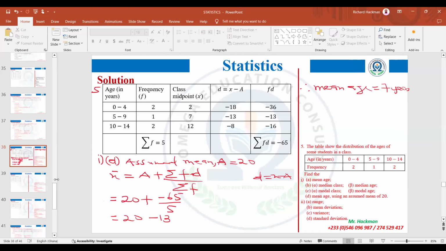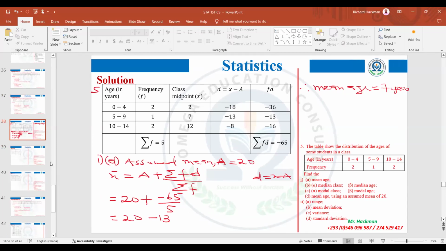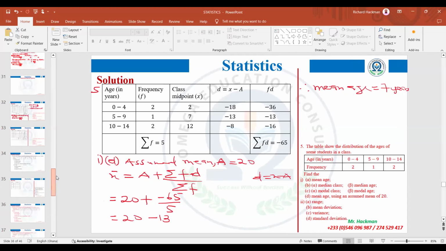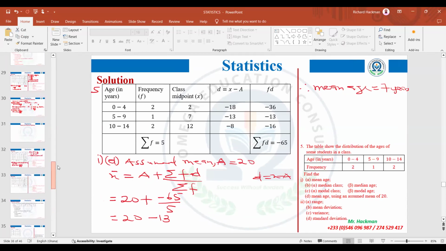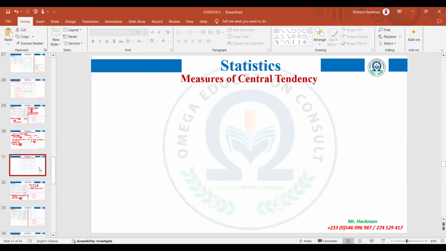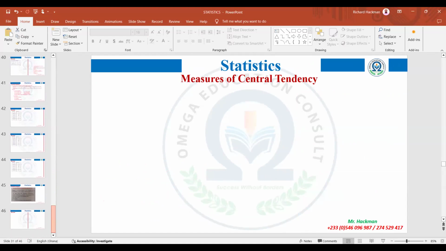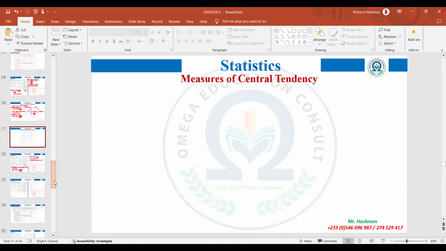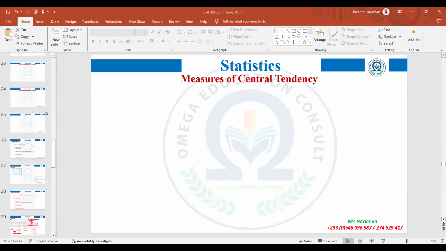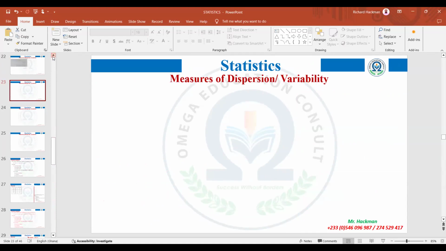At this point, I am going to take you back to where we have the central tendency. Let me look at the variability, whether I can get it somewhere here. I think it's here. Dispersion and variability is here. Great. So now let's move on to our next set of measures.